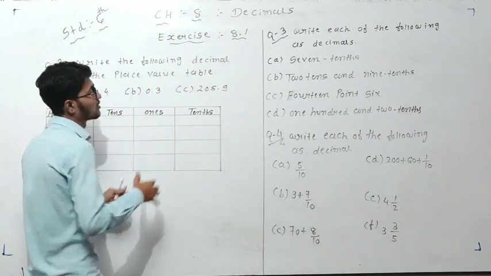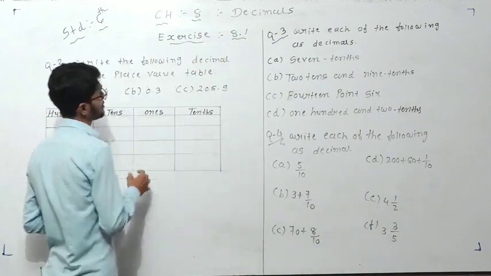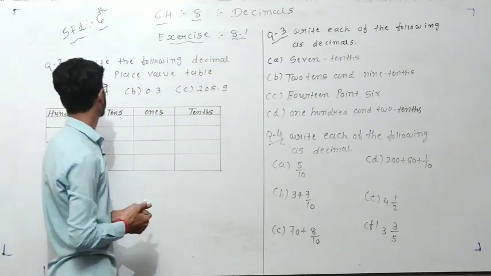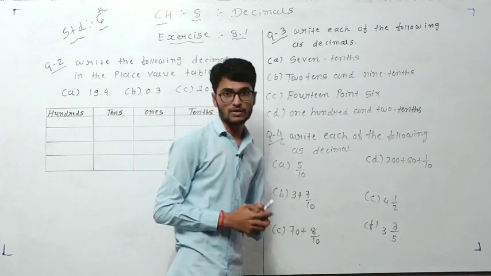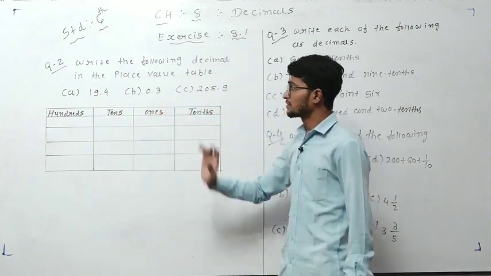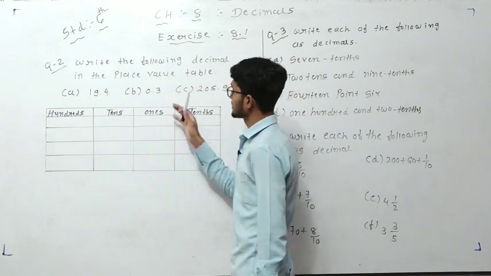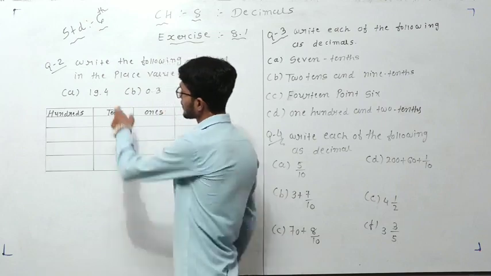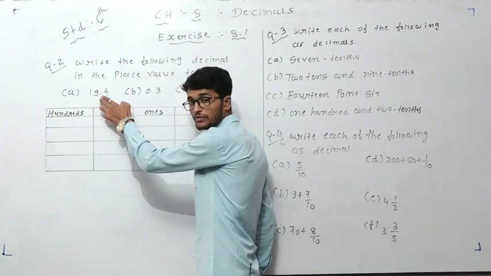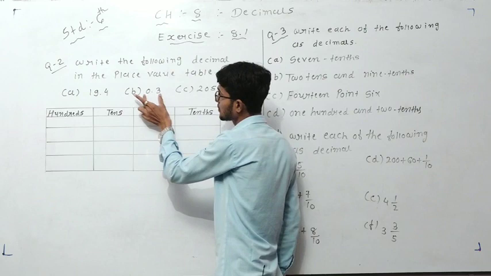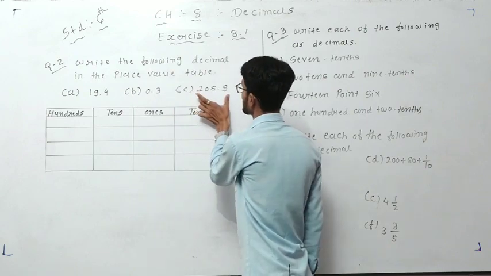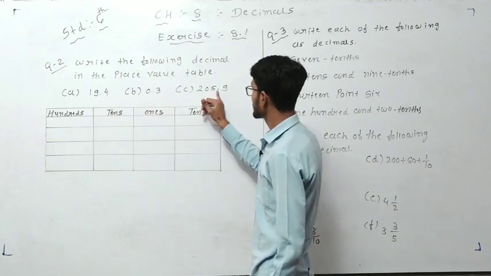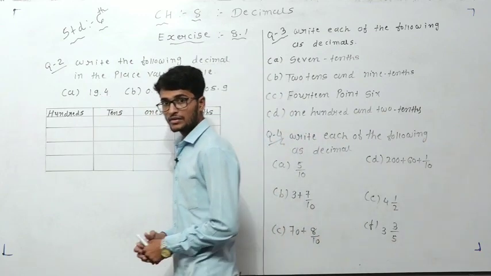Now to solve the decimal questions. Exercise 8.1, second question. Write the following decimals in the place value table. So here the place value table is given, A, B and C, 3 questions, right? Now the first question, 19.4. A point value is called a decimal number. After the point, there is one digit, after the point, one digit, right?